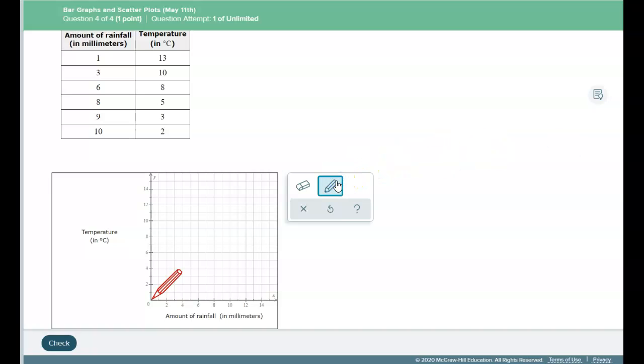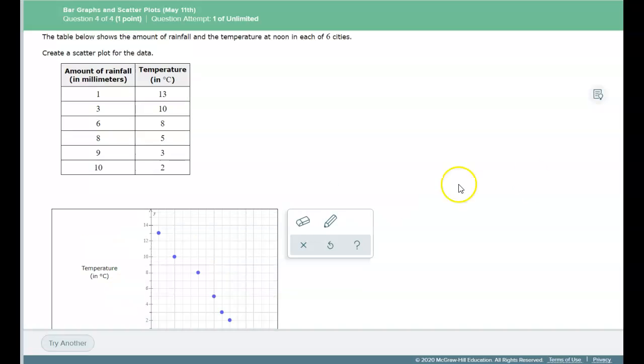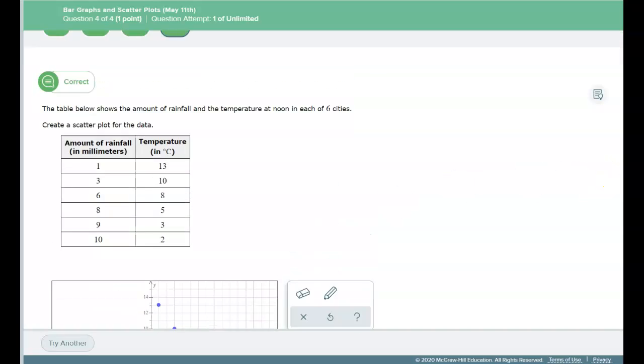So I'm going to click on the pencil part, and my first one, the amount of rainfall is 1, and the temperature is 13. So I'm going to be at 1 and 13 and put a dot there. Okay, the next one is at 3 and 10 and put a dot there. The next one is at 6 and 8 and put a dot there. And the next one is at 8 and 5 and put a dot there. And 9 and 3, and 10 and 2. Okay, so then I've plotted all those points, and then I can just go ahead and check to see if I got it right, and I did.